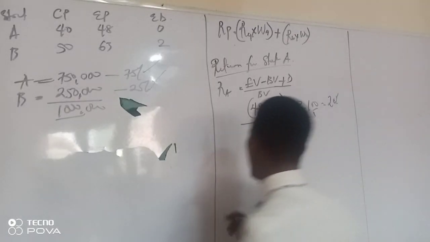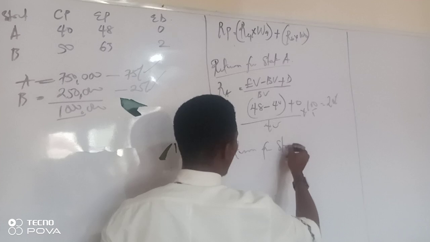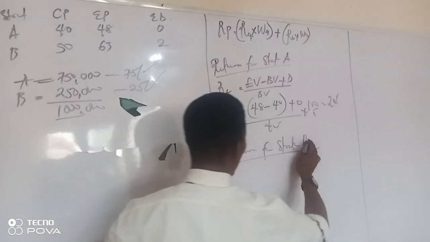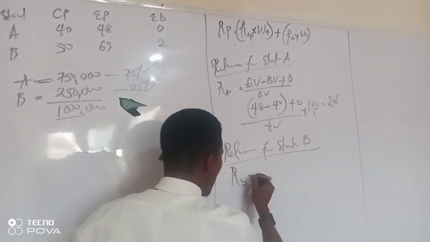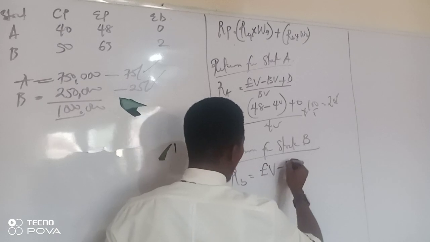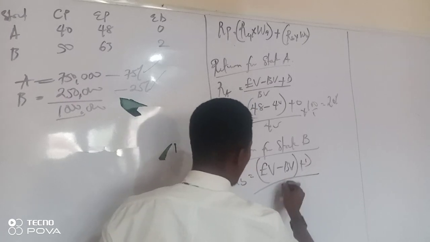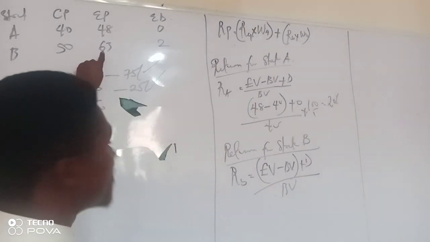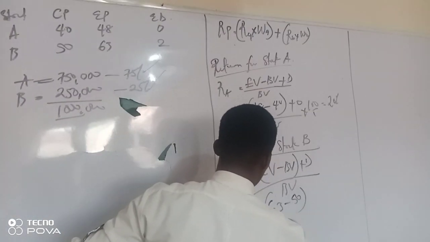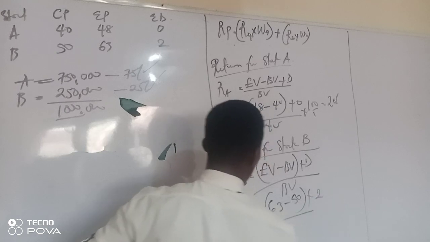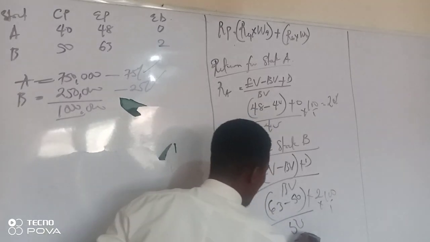Let's go for the return of stock B now. For stock B, the return on B is equal to end value minus beginning value plus the dividend, over the beginning value. What's our end value? 63. That is 63 minus beginning value 50, plus dividend of how much? 2, over beginning value 50. Then times 100. What do we have? 30%.